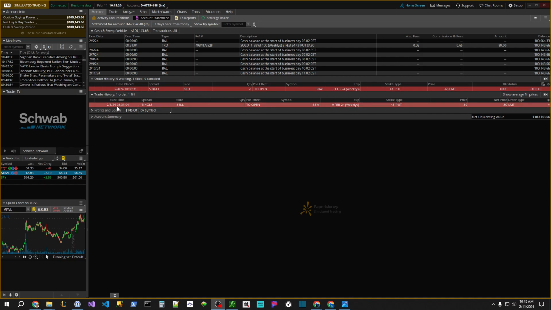Well, the next morning at 8:31 a.m. it was filled, and as you can see, it was filled for 80 cents. So we actually got $80 for it instead of $65. So that's pretty good. So anyway, here's the transaction in the cash account that you can see, the statement account. So let's go ahead and go over to the web application so we can track this transaction.